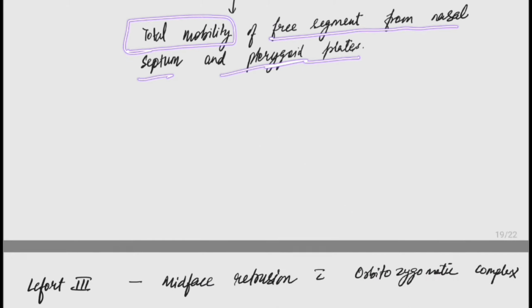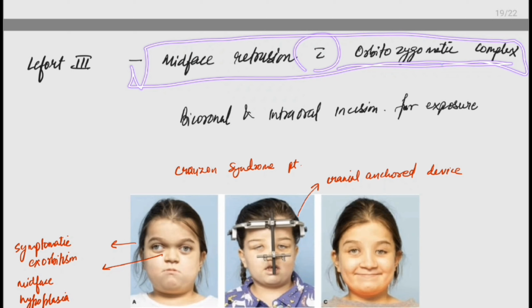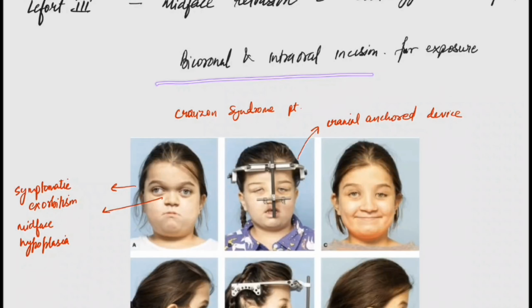the pterygoid plates. Le Fort 3 osteotomy is done for midface retrusion along with the orbitozygomatic complex. The whole of the midface and the orbitozygomatic complex is retrusive. Here also we go for bicoronal and intraoral incision for exposure.